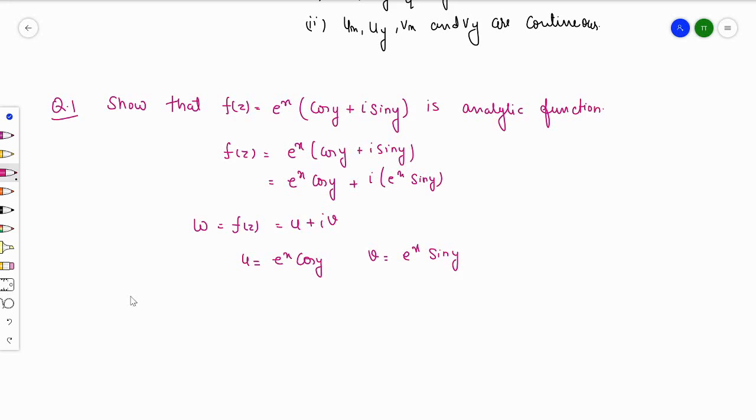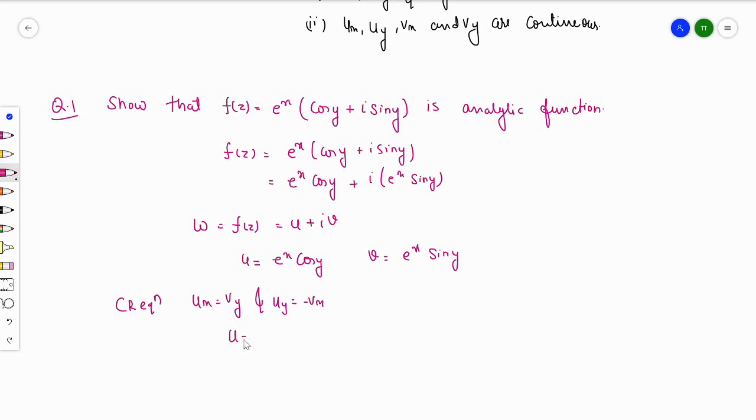So what is the CR equation? CR equation means ux is equal to vy, and uy is equal to minus of vx. We will show this condition, and if all partial derivatives are continuous, then this function is an analytic function. So first of all we will find ux, uy, vx and vy, the partial differentiation of u and v with respect to x and y.